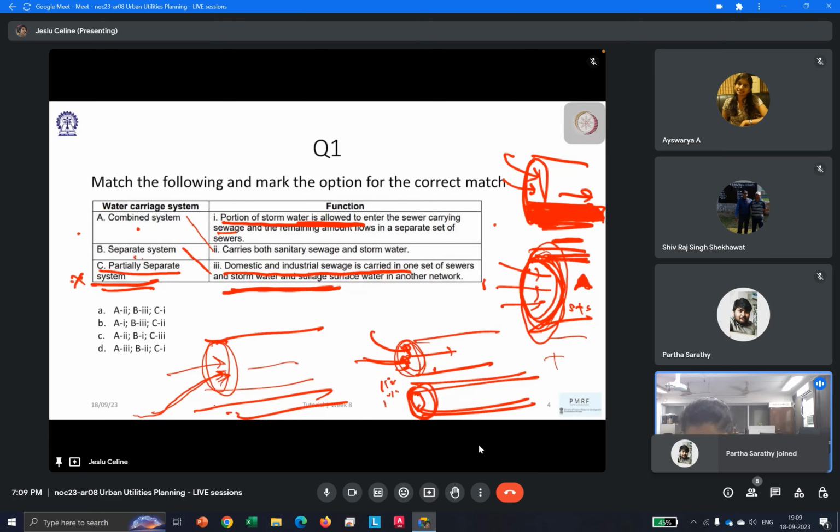So your partially separate system goes into option one, which says a portion of the stormwater is allowed to enter the sewer carrying sewage, and the remaining amount flows in a separate set of sewers. Okay, great. So that works out to option A. Any doubts in this question? Shall we proceed further?